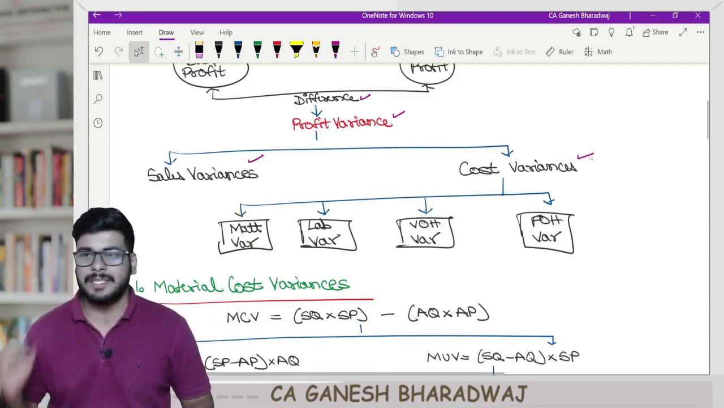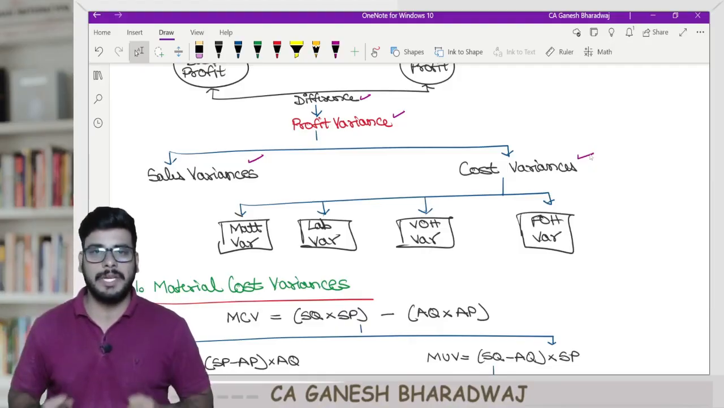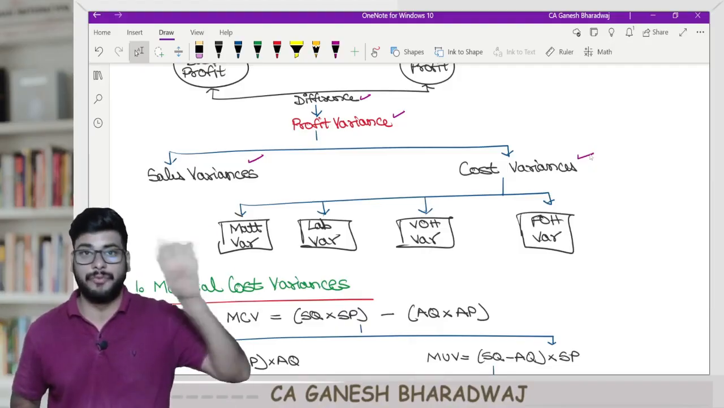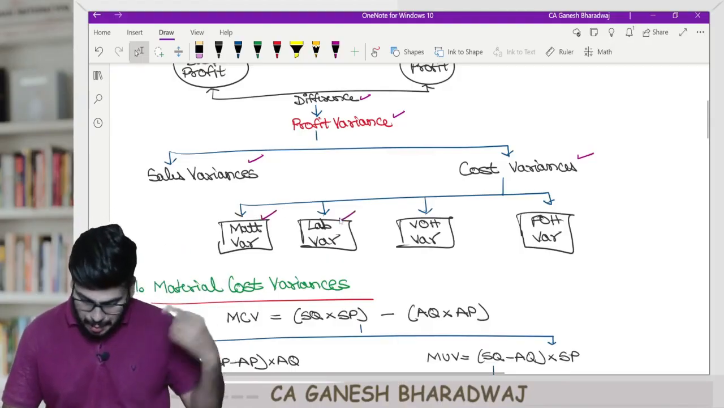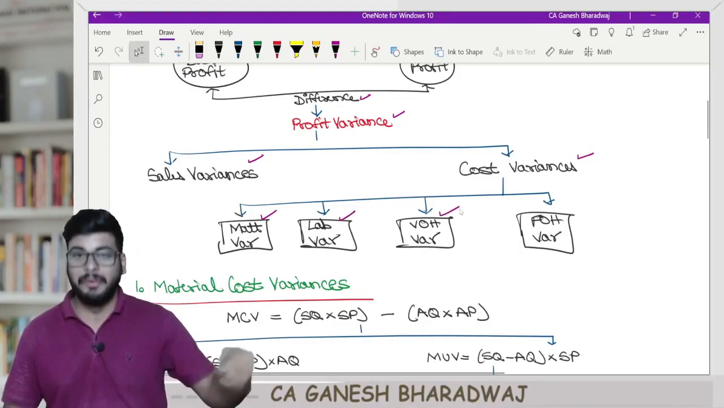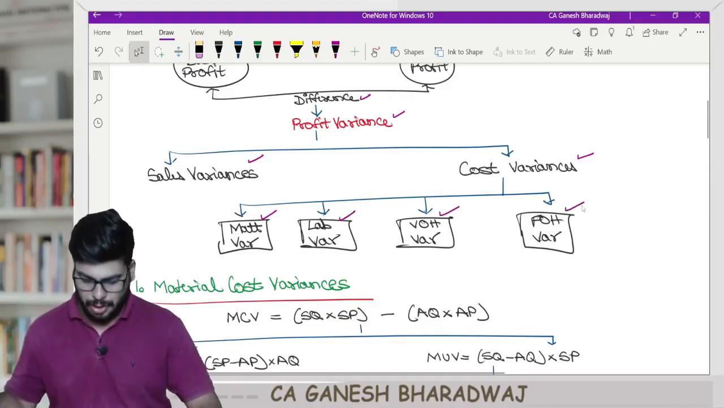So, sales variances and cost variances. Now, if you further dig into it, cost variances can be further classified into 4 broad categories. It could be material cost related variance, labor cost related variance, variable overhead cost related variances, or fixed overhead cost related variance. Are you clear with this, guys?